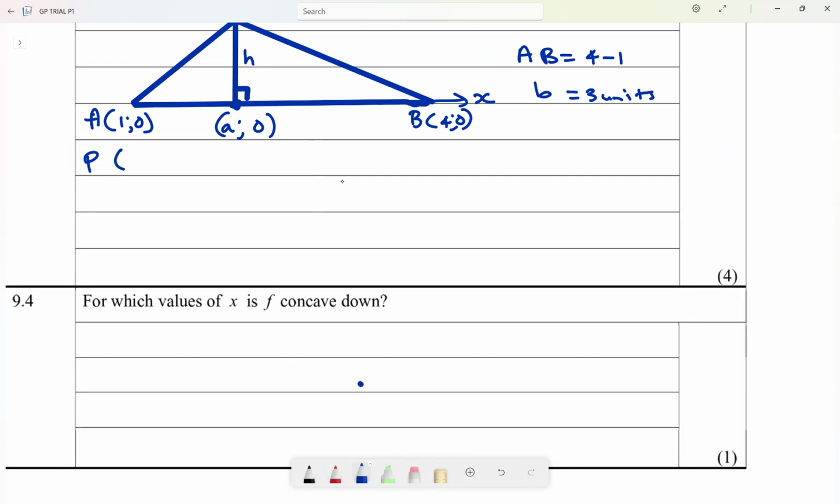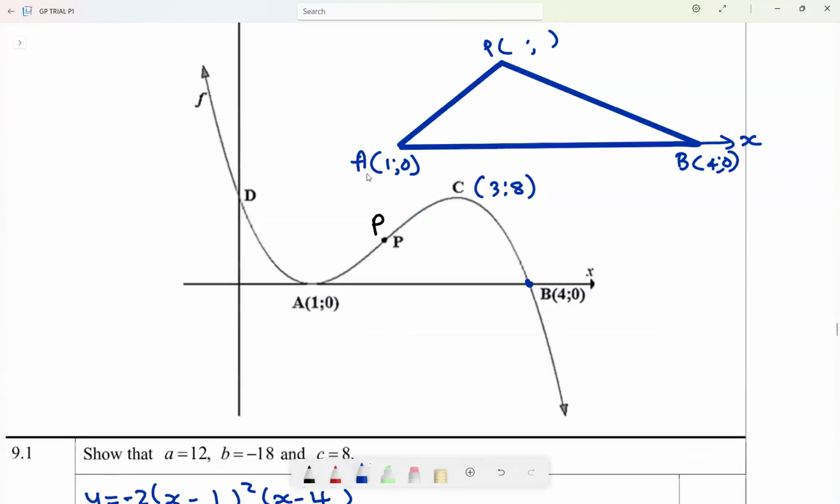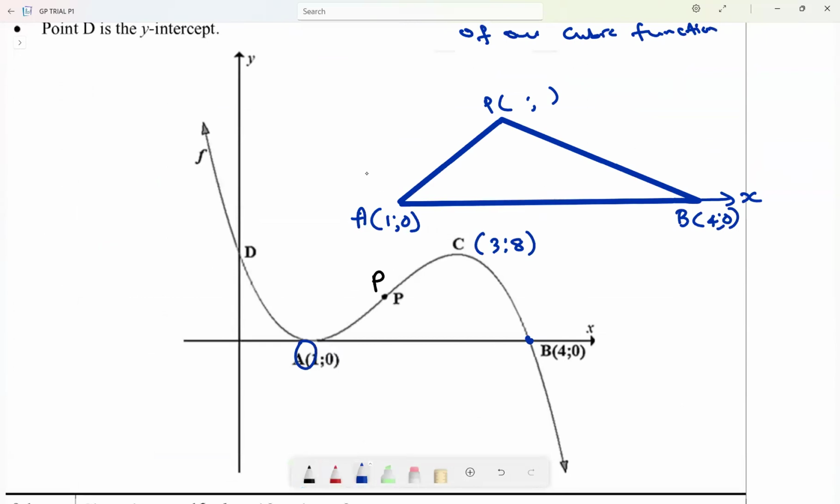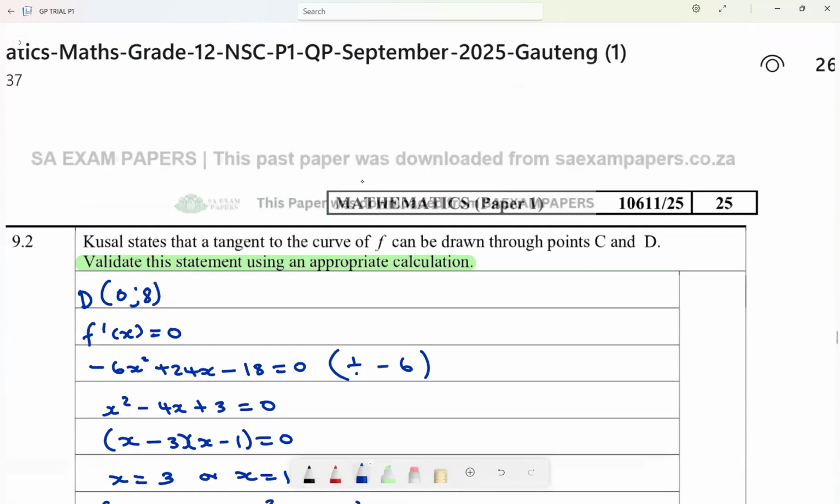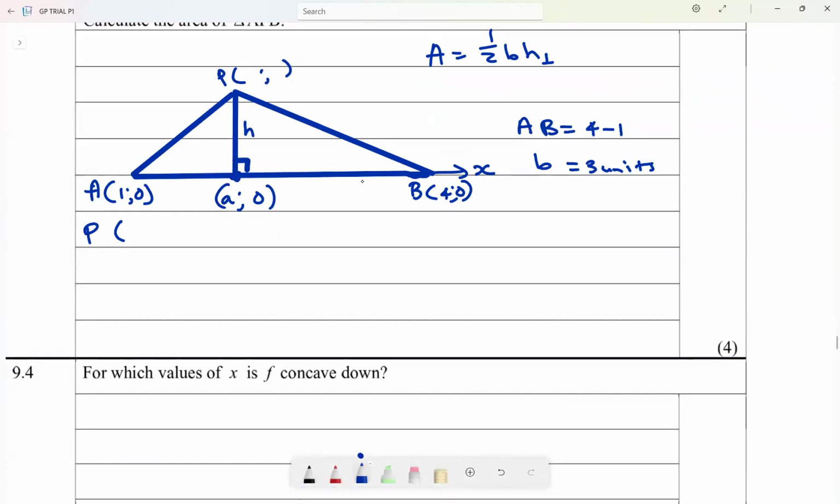x coordinate is, okay, so not 0, 1 plus 3, divided by 2. And then the y is going to be 0 plus 8 divided by 2. And then the coordinates of P are going to be 1 plus 3, it is 4, 4 divided by 2, it is 2. And then 0 plus 8, it is 8 divided by 2, it is 4. So the coordinates of P are (2, 4).